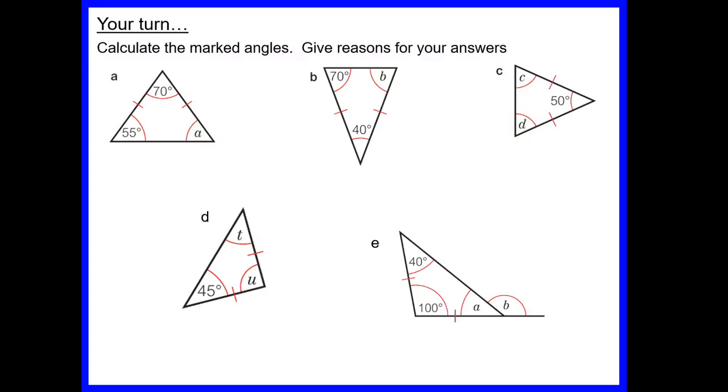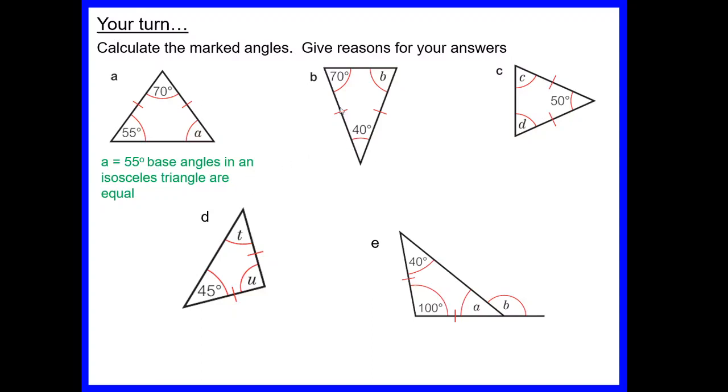Alright, let's have a look then at the solutions for these. Angle A then, so an isosceles triangle, so we follow our 2 lines down, so these must be our base angles, so A is 55 degrees, base angles in an isosceles triangle are equal.